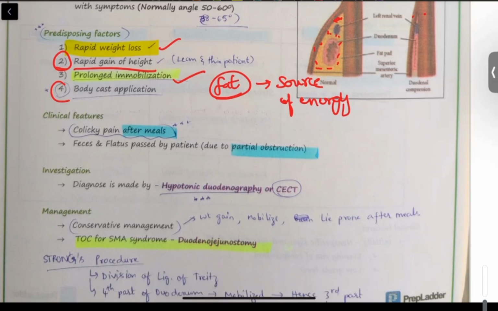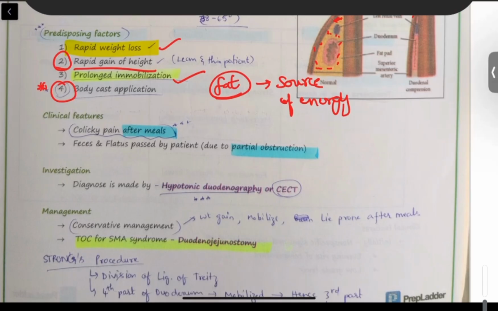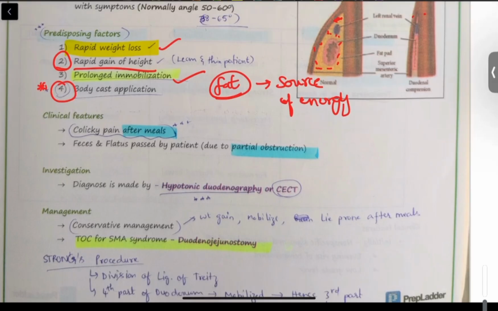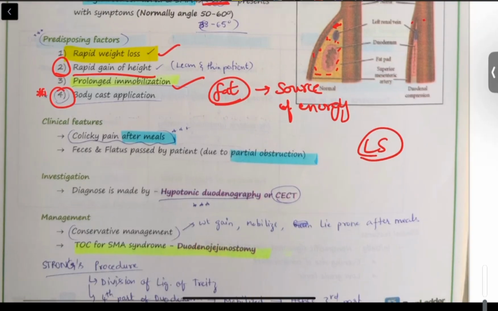Other than that, body cast application. For some reasons, like if a body cast is applied for an LS belt or something like that, if there is some vertebral fracture, anything like that, if the body cast is applied, that will put pressure. So because of that reason there can be compression of this third part of the duodenum.